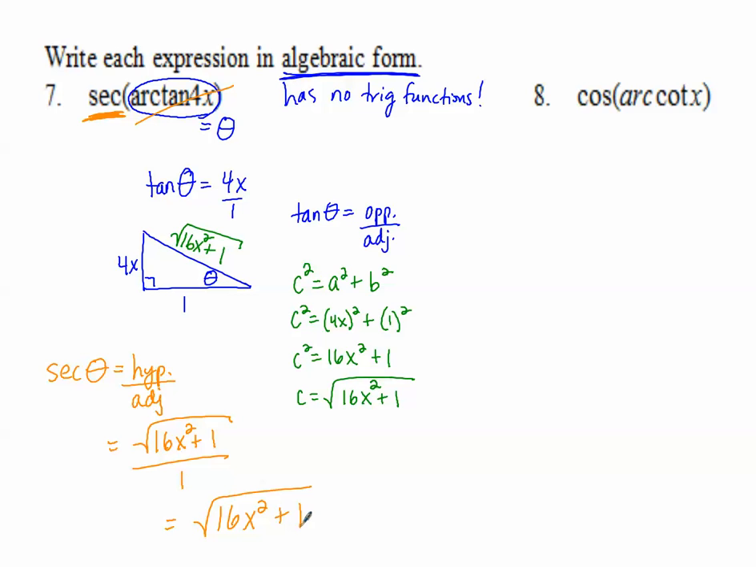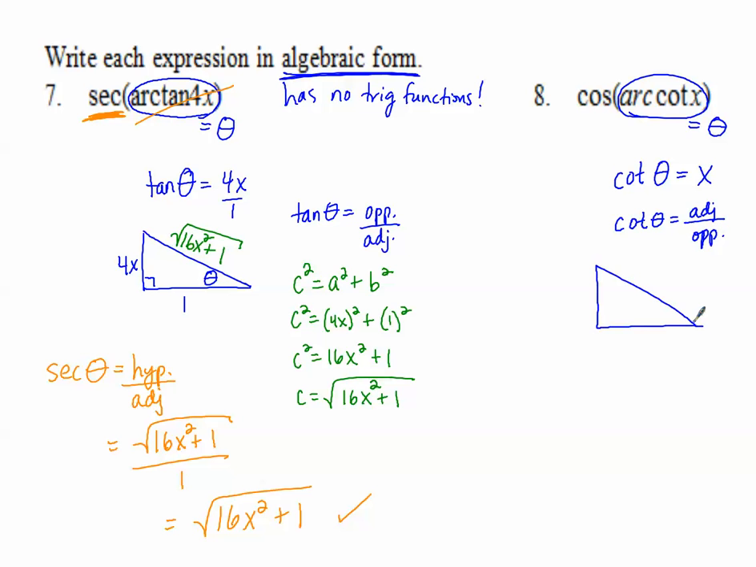Let's check it out. Arc cotangent means I'm looking for the angle. So I write cotangent of what angle gives me x. I remember that cotangent, the reciprocal of tangent, is adjacent over opposite. So I draw my reference triangle, put theta in one of the acute angles. Adjacent will be x, opposite will be 1. Use the Pythagorean theorem to find the hypotenuse, the square root of x squared plus 1. Now we find the cosine of theta. Cosine of theta is adjacent over hypotenuse, x over the square root of x squared plus 1. Did you get it?